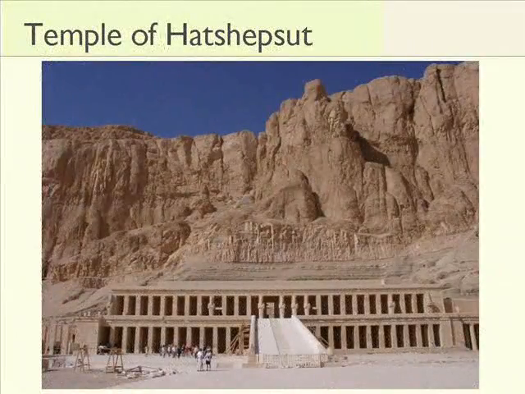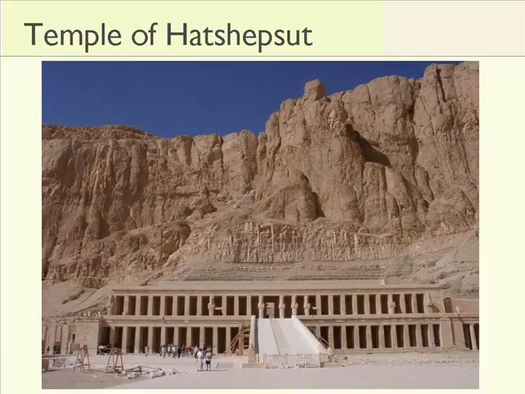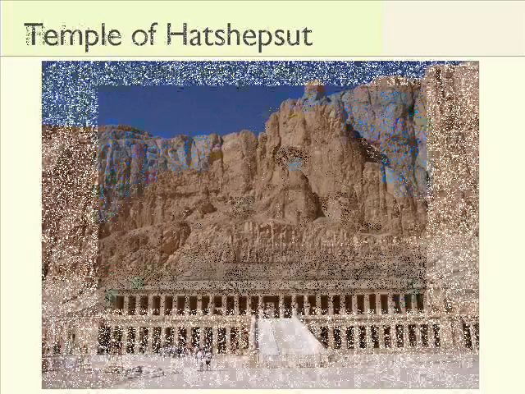The funerary temple of Hatshepsut, one of the queens of ancient Egypt, is a great example of how a work of architecture can be integrated into the natural environment.